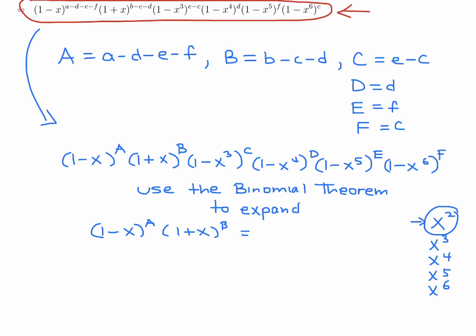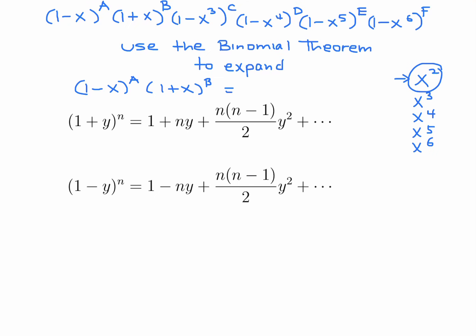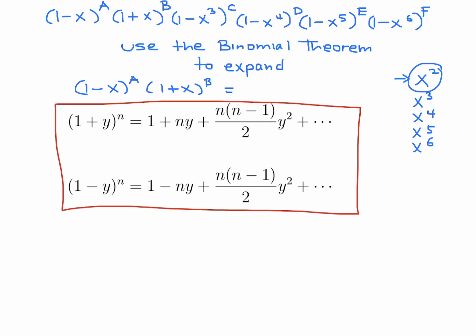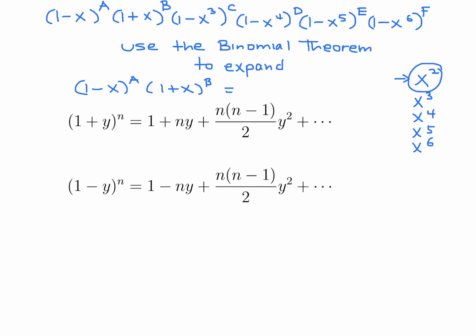So first, let's talk a little bit about the binomial theorem. What is its general look? This is the general way that it would expand something using the binomial theorem. If it's 1 plus y, it would look like this. If it's 1 minus y, it would look like this. And the good news is that you only have to concentrate on the first few terms in order to get an x squared.